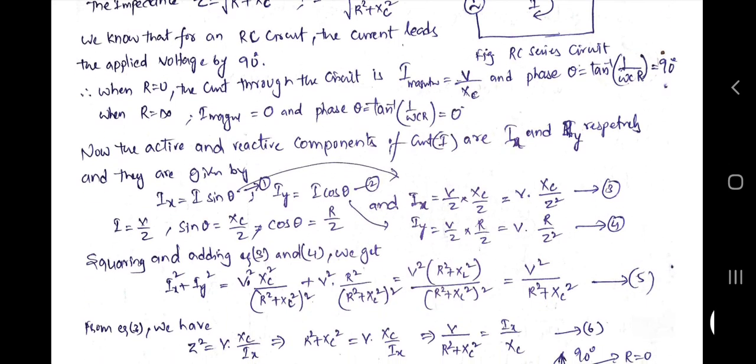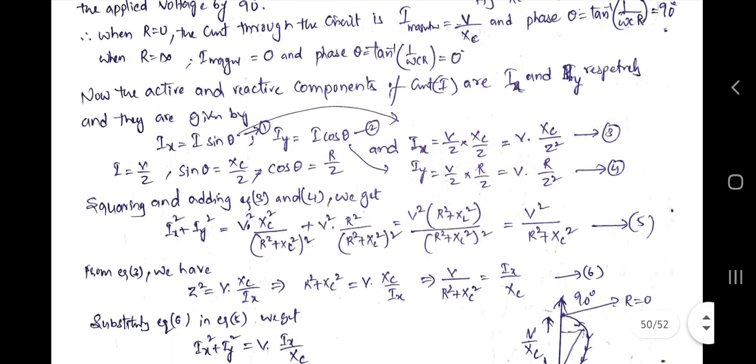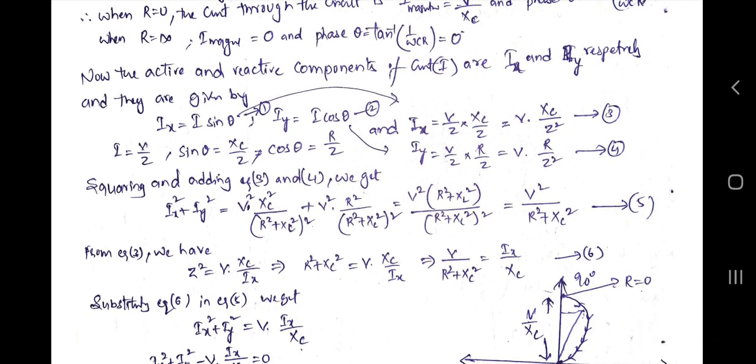Now the active and reactive components of the current, which we have as Ix and Iy respectively. Therefore Ix is equivalent to I sin theta, and Iy is equal to I cos theta, we already know that. Here I is equal to V by Z, the ratio of the total voltage applied to the total impedance. But here sin theta is Xc by Z, and cos theta is equal to R by Z, because cos theta relates the pure resistance to the total impedance, and sin theta is the capacitive reactance to the total impedance.